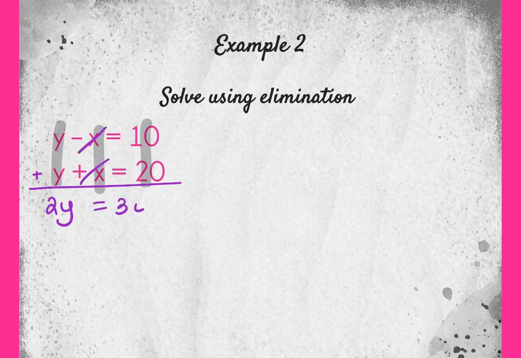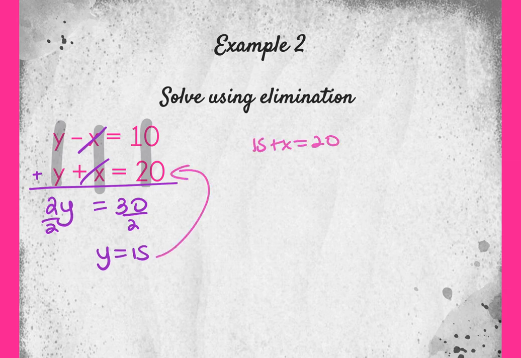10 plus 20 is 30. Divide both sides by 2. Y is 15. And then take and plug it back in. So if I plug it back into the bottom one, 15 plus x equals 20. Subtract the 15. And x is 5. Again, order x, then y, and there's the solution to your system.